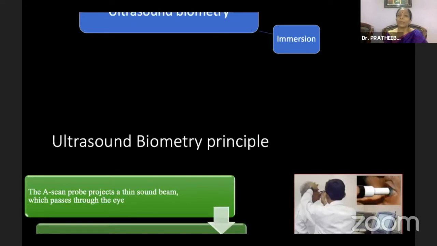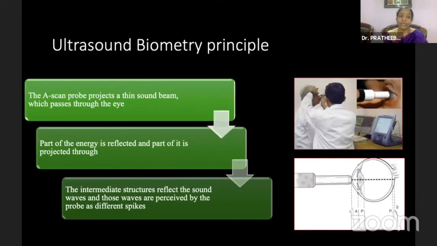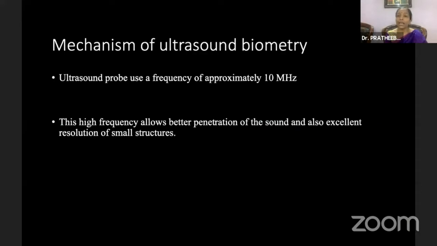The basic principle behind ultrasound biometry is that it uses sound energy. The A-scan probe passes a thin sound wave, which penetrates the parts of the eye, and the sound waves are reflected back. The reflected waves are received by the probe and are projected as spikes. Based on the spikes, the readings are taken and the axial length is measured. The ultrasound probe uses a high frequency of 10 megahertz, and this high frequency allows better penetration of sound and also excellent resolution of the structures.